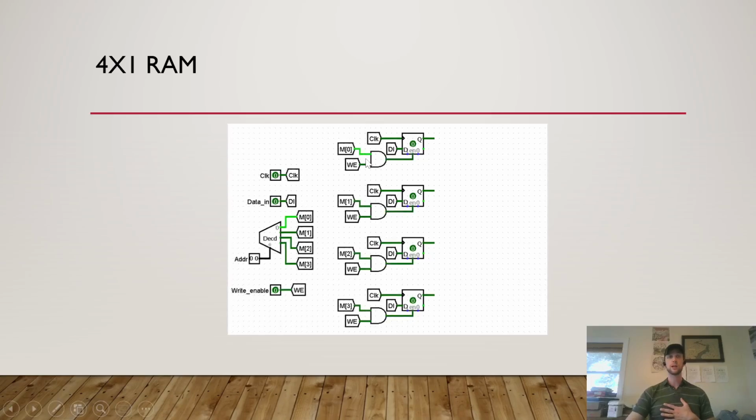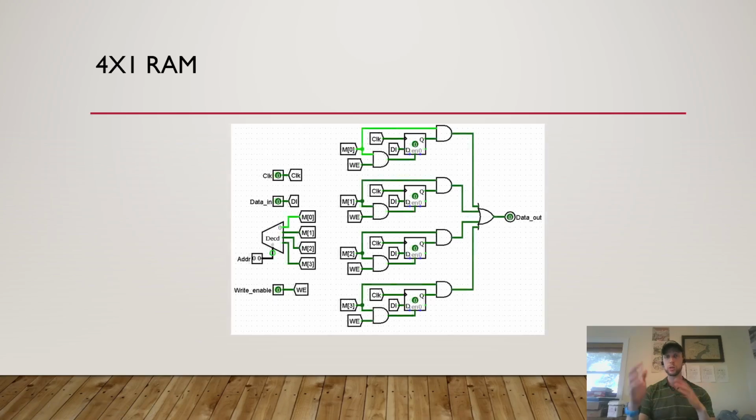And so now what I can do is control which flip-flop I'm trying to enable with these memory signals by ANDing them with my write enable. It's only if the correct memory line is active and the write enable signal is active that a flip-flop is allowed to be enabled. And then I can use that memory line to also control which of these flip-flops are allowed to send data to the output by ANDing that memory line with the output of the flip-flop.